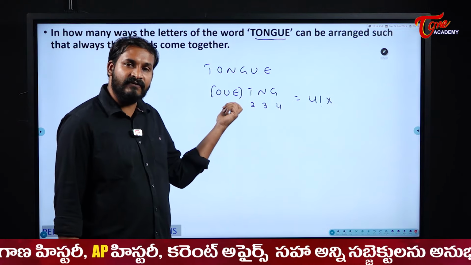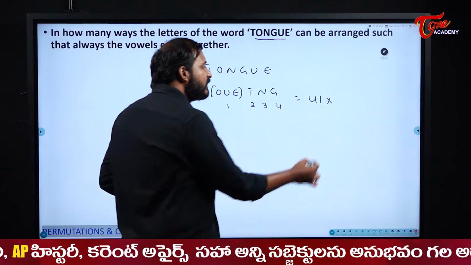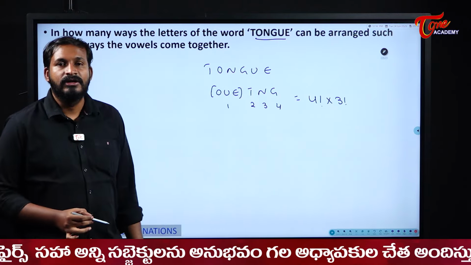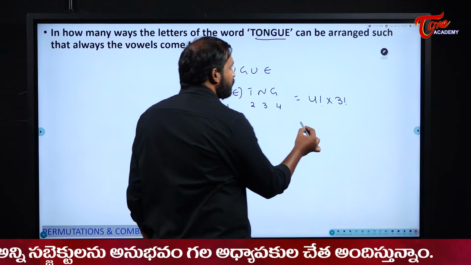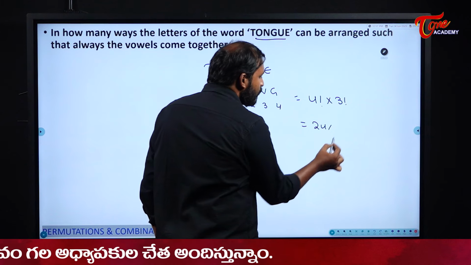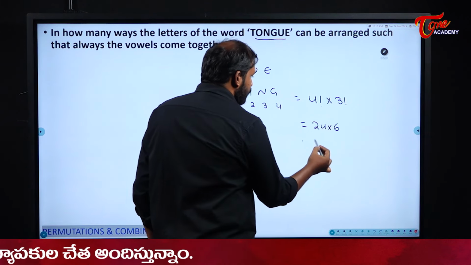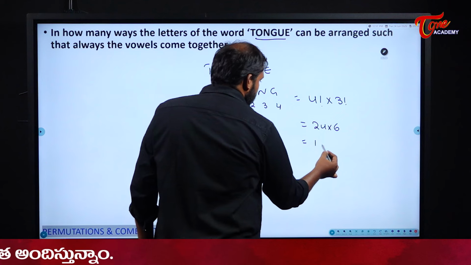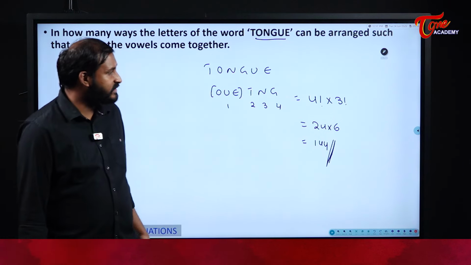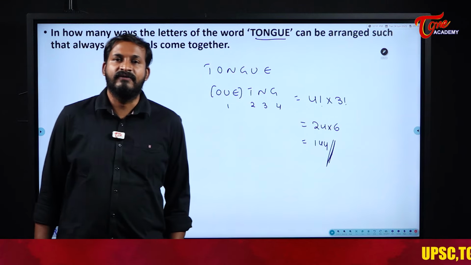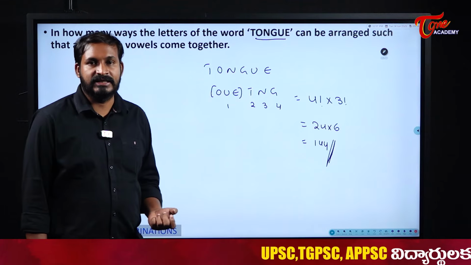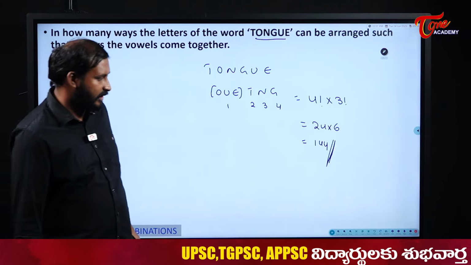They can be internally shuffled. Yes sir, they can be internally shuffled. So they can be arranged in 3 factorial ways. So 4 factorial into 3 factorial. What happens to this one, students? 24 into, what is 3 factorial? 6. 24 6 are 144. That means we can arrange the letters of the word tongue in how many different ways? In 144 different ways, such that all the vowels are coming together.